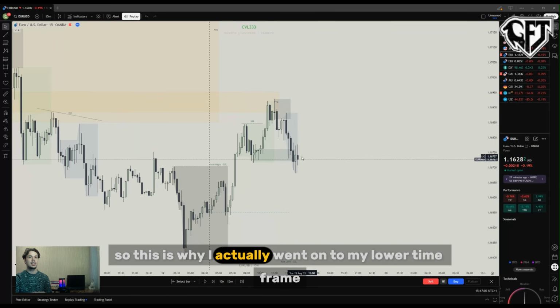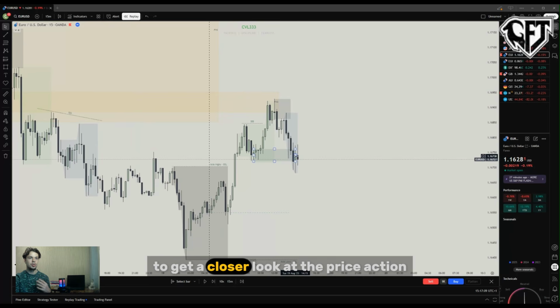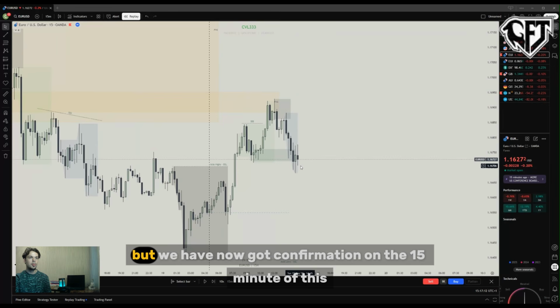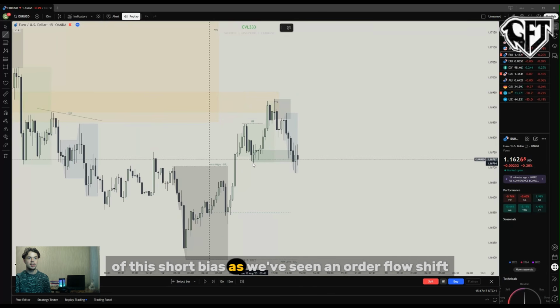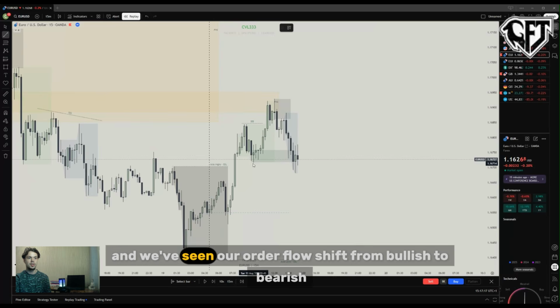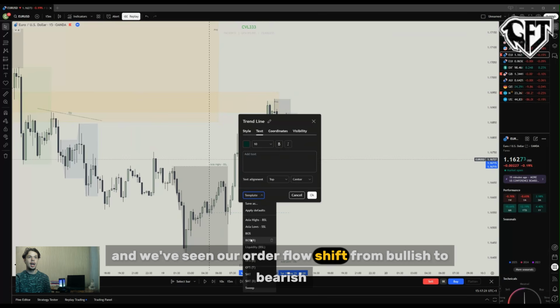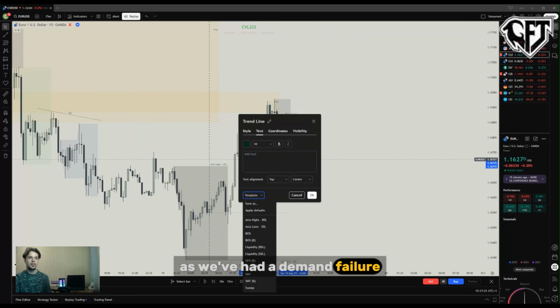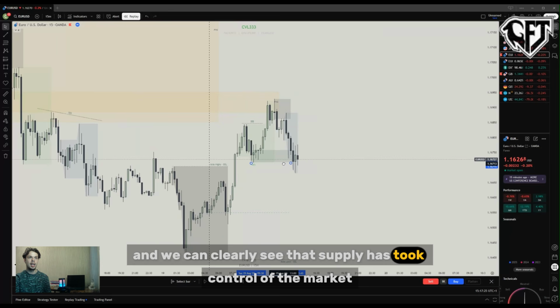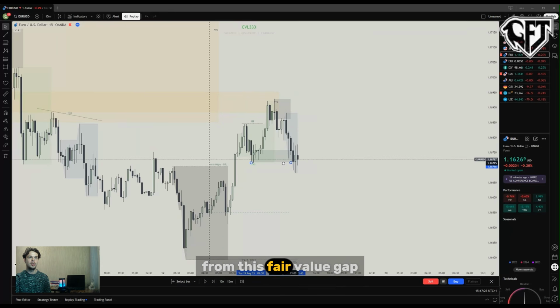So this is why I actually went onto my lower time frame to get a closer look at the price action, so I could then execute a nice position. But we have now got confirmation on the 15-minute of these short buyers, as we've seen an order flow shift, and we've seen our order flow shift from bullish to bearish as we've had a demand failure, and we can clearly see that supply has taken control of the market from this fair value gap.